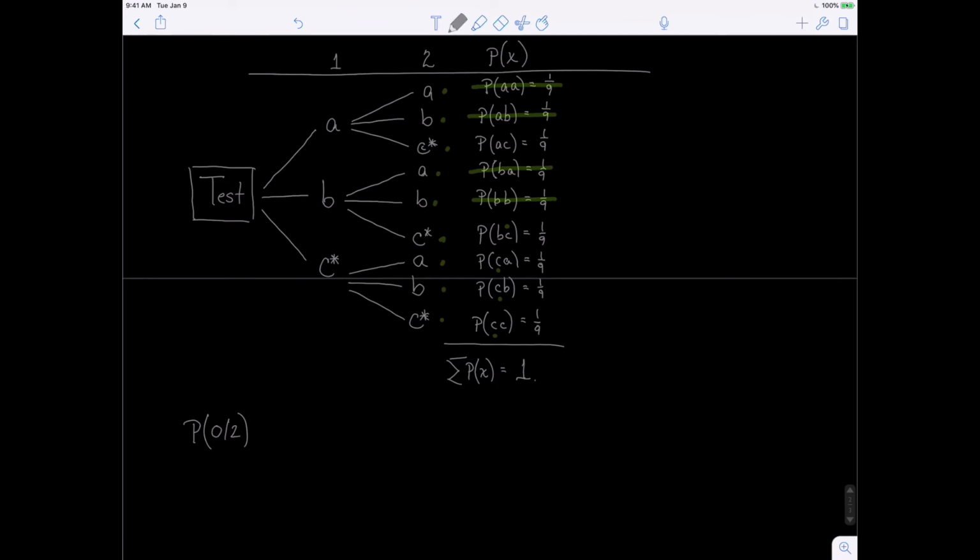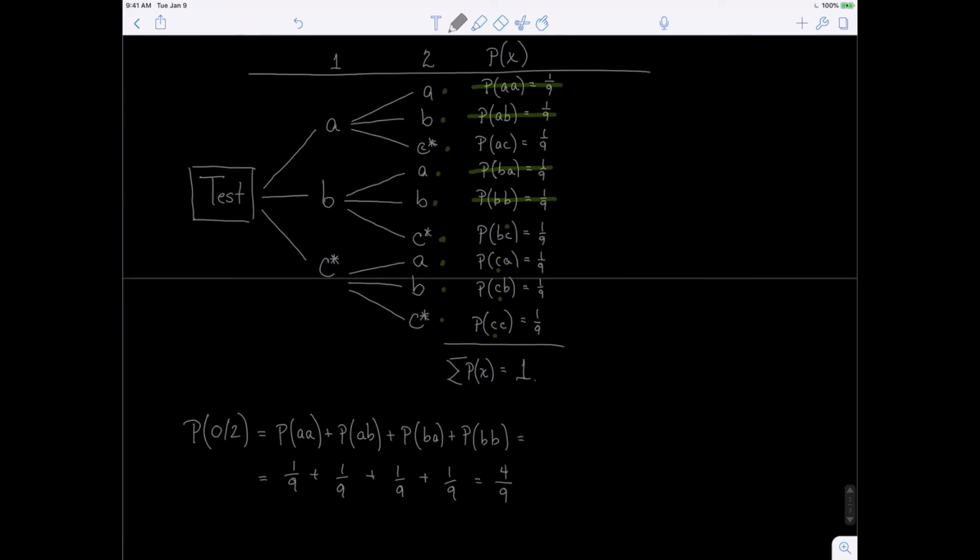So I could say the probability of 0 out of 2, well, that's the same as the probability of an AA, probability of AB, the probability of BA, and the probability of BB. Okay, and notice that each one of those is 1/9. So I could write this as 1/9 plus 1/9 plus 1/9 plus 1/9, and I add all those together for a total of 4/9. So the probability of a score of 0 out of 2 on your test was 4/9.